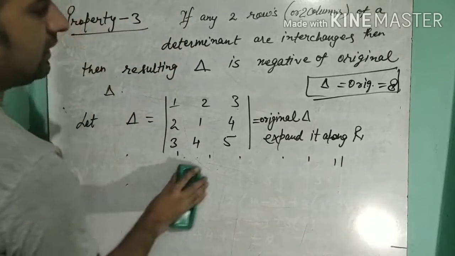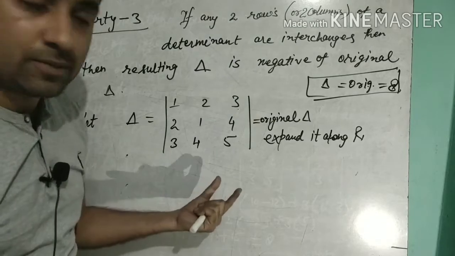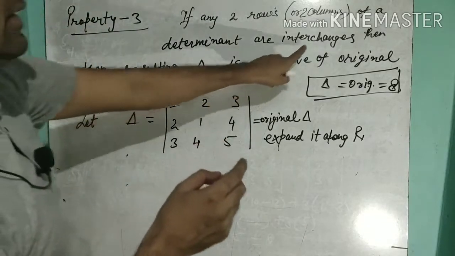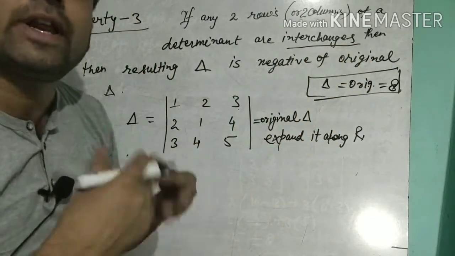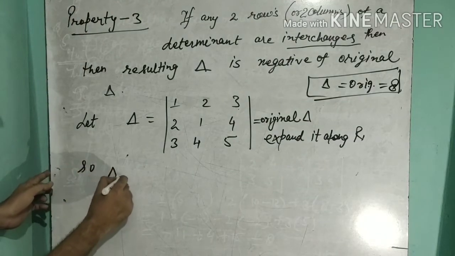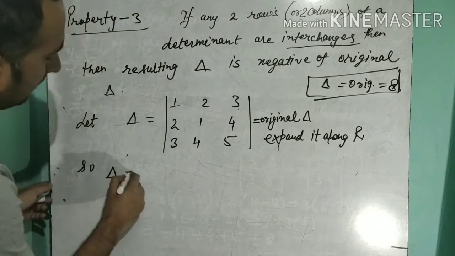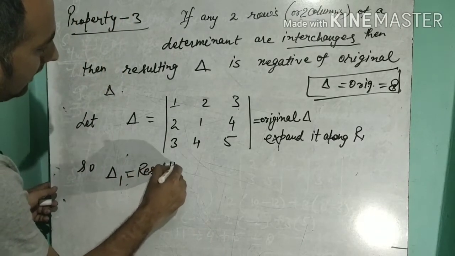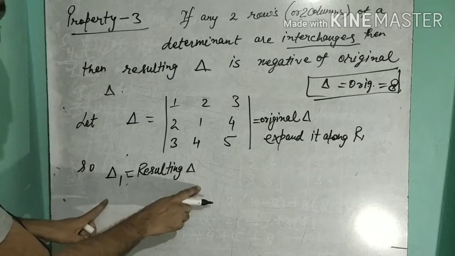What is your resulting determinant? So listen students, here we have not changed any row or column. Now I will interchange the rows or columns here. Actually, according to the definition, we have to interchange any 2 rows or any 2 columns. So let's say delta 1. Delta 1 is known as the resulting determinant. This is called a resulting determinant.